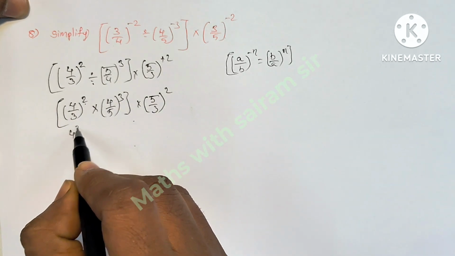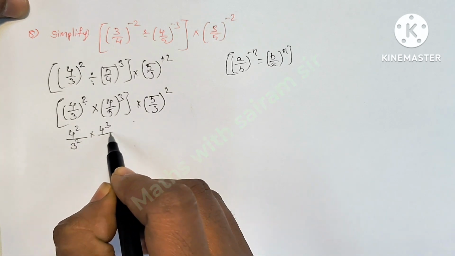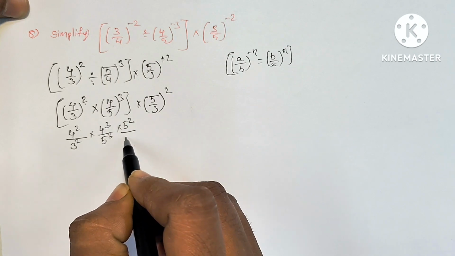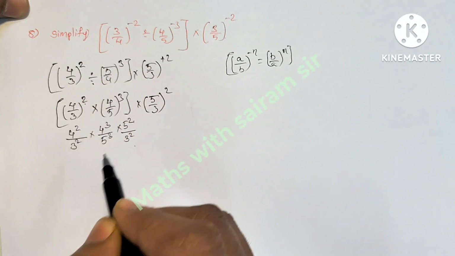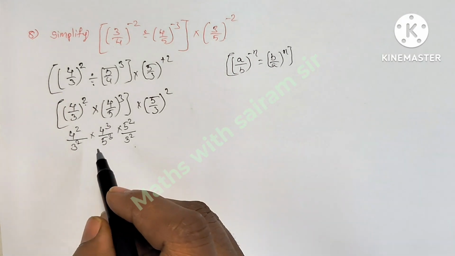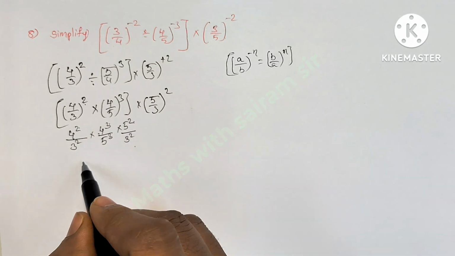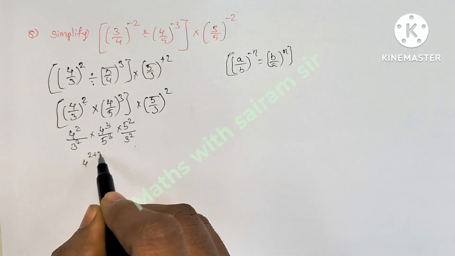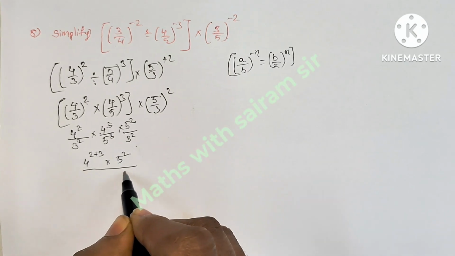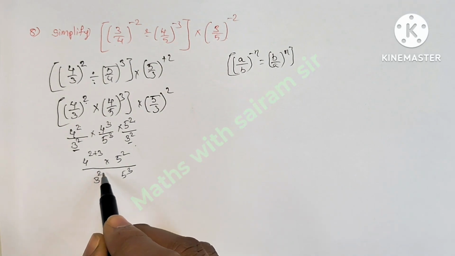So this can be written as 4^2/3^2 into 4^3/5^3 into 5^2/3^2. Now we need to observe 4^2 into 4^3, that is equal to 4 to the power of 2 plus 3, and 5^2 by 5^3, and 3^2 into 3^2, that is 3 to the power of 2 plus 2.